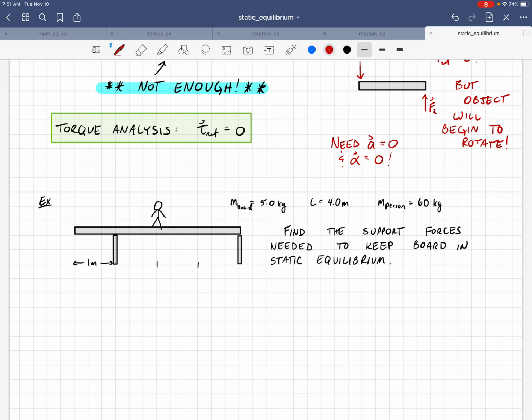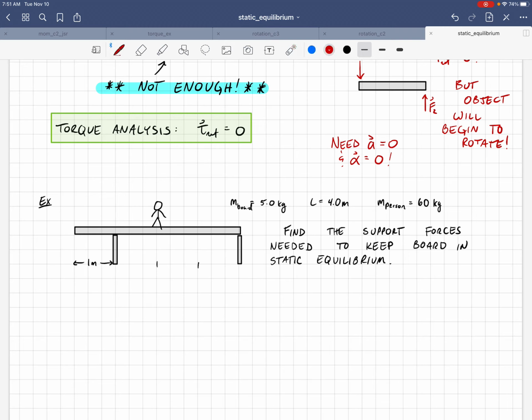So I've got this board here that's just resting on these two supports. It's free to rotate. And then I've got a person standing at the middle of the board. Now the board has a length of 4 meters. The board has a mass of 5 kilograms, and the person has a mass of 60 kilograms. And what I want us to do is find the supporting forces. So there's a force associated with both of these supports being in contact with the board. What are those supporting forces that are required so that this object stays in static equilibrium?